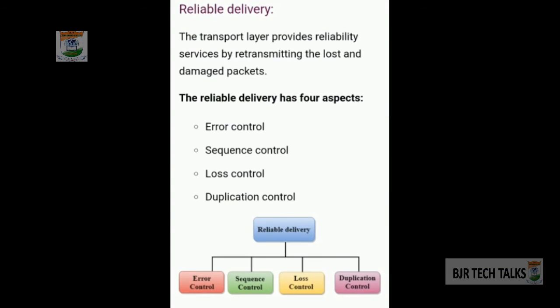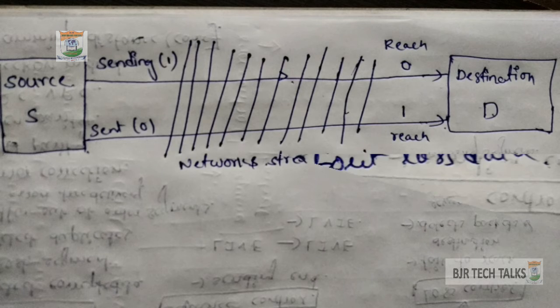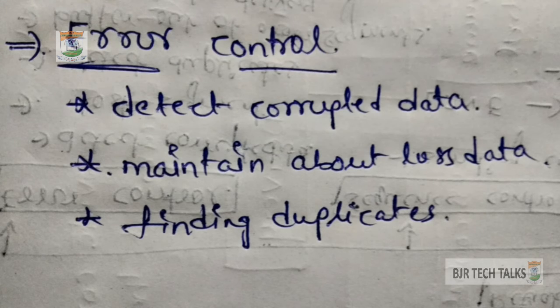The third one is reliable delivery. It works as a controlling service. There are 4 parts: error control, sequence control, loss control, and duplication control. Error control: when we are sending data from source to destination, the data travels through different types of network streams and mediums. Errors can be raised due to network fluctuations.